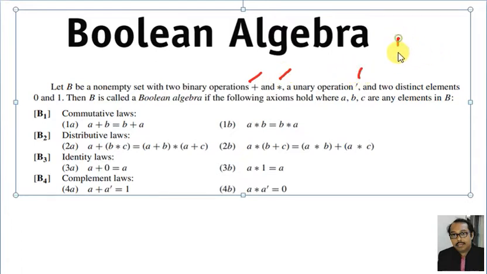Now, complement is basically a NOT gate, correct? So if you enter x, it will be x bar. Suppose your input is 0, then it will be 1. If your input is 1, it will be 0. So this is about complement.